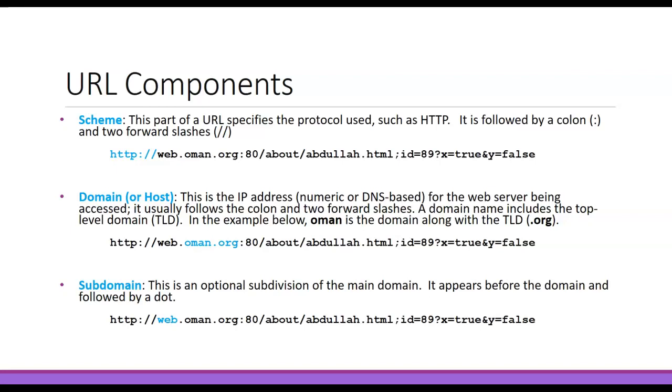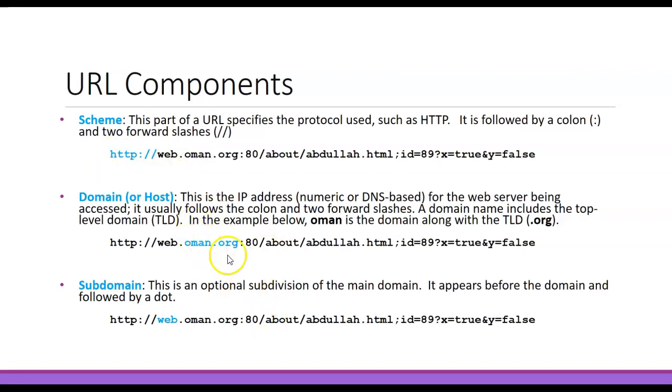Now we talk about the URL components, the link. What does the link mean? What are the components, the parts of this link? We start with the scheme. Scheme means the protocol we are using, whether it's HTTP, HTTPS, or anything else. This protocol is followed by a colon and then two forward slashes like this. So you have the protocol, colon, and two forward slashes. This part we call the scheme.